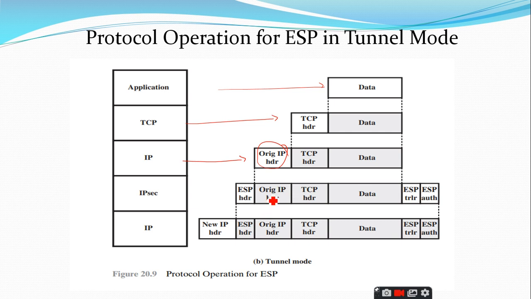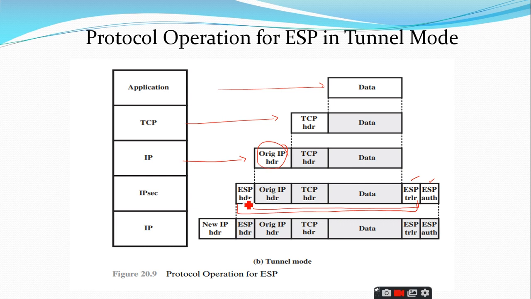Since it is in tunnel mode, the entire IP packet has to be secured. Therefore, the ESP header precedes this original IP header, and you have the ESP trailer and ESP authentication. So, from here to the ESP trailer you are going to encrypt, and from here to here you are going to authenticate.